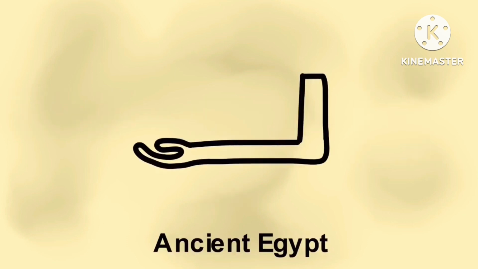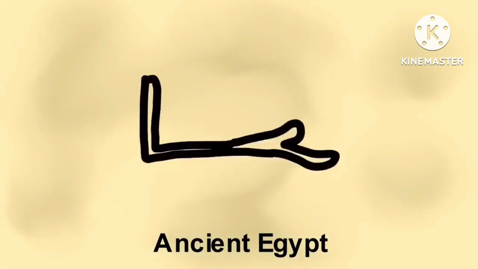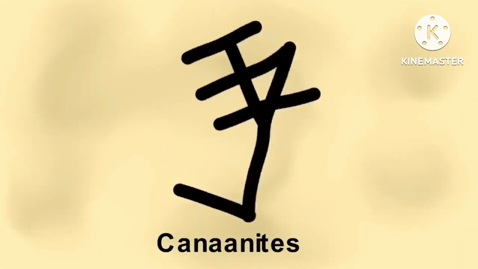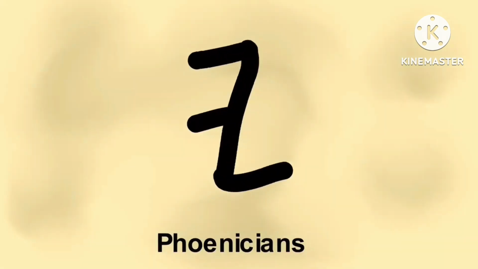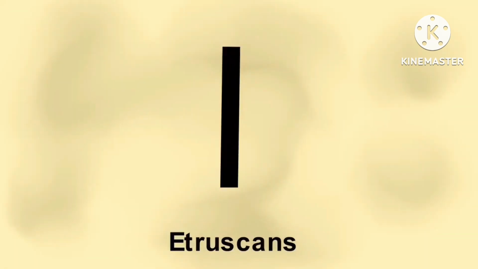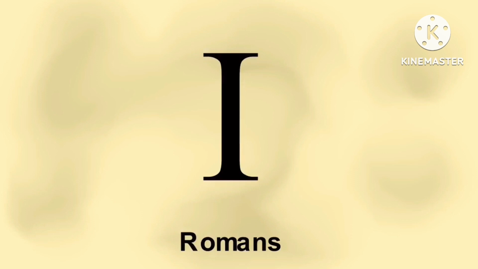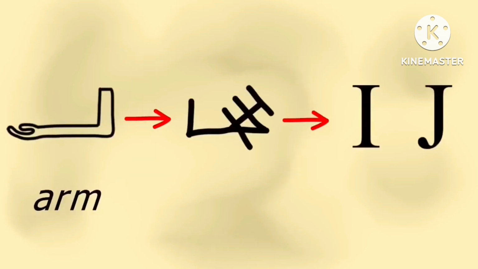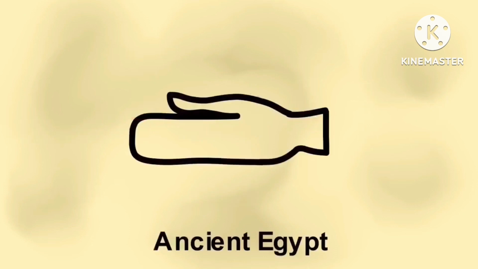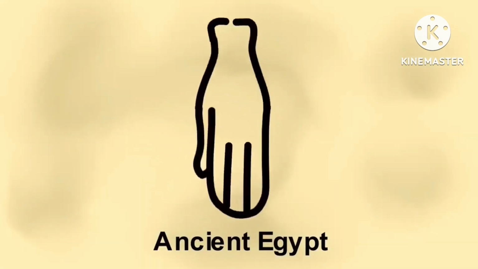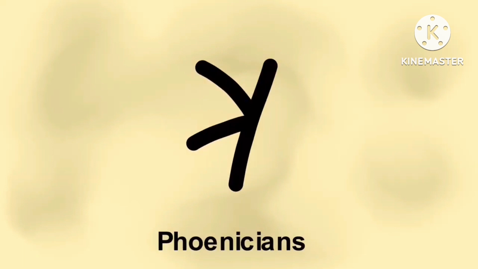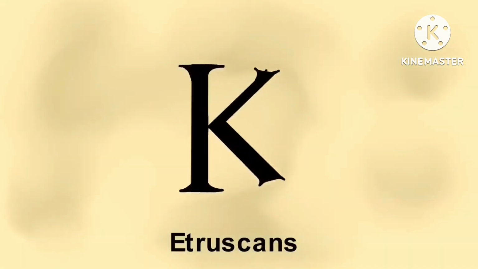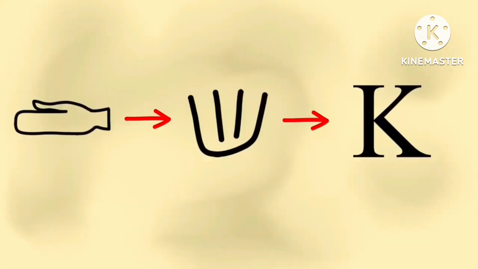This is an R. Also, the letter I was modified to become the letter J. The Canaanites called it Yod. This hand evolves to become the letter K. The Canaanites called it Kap.